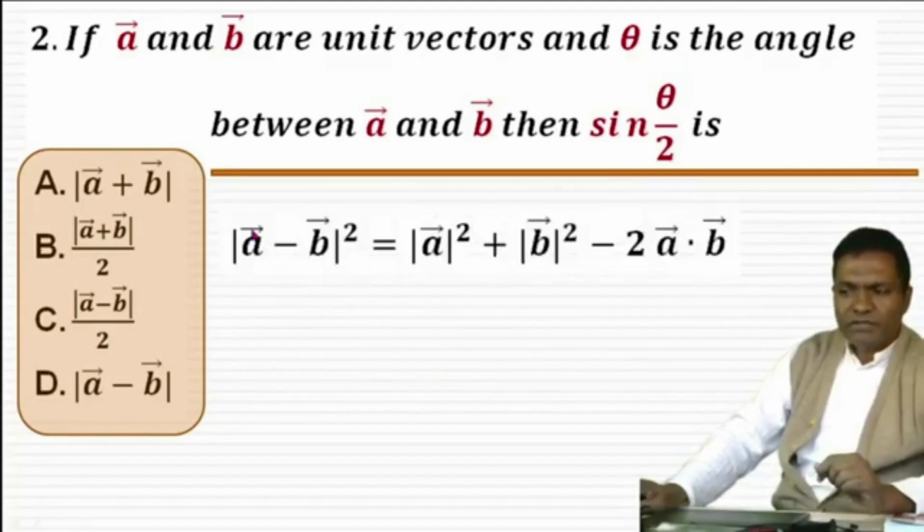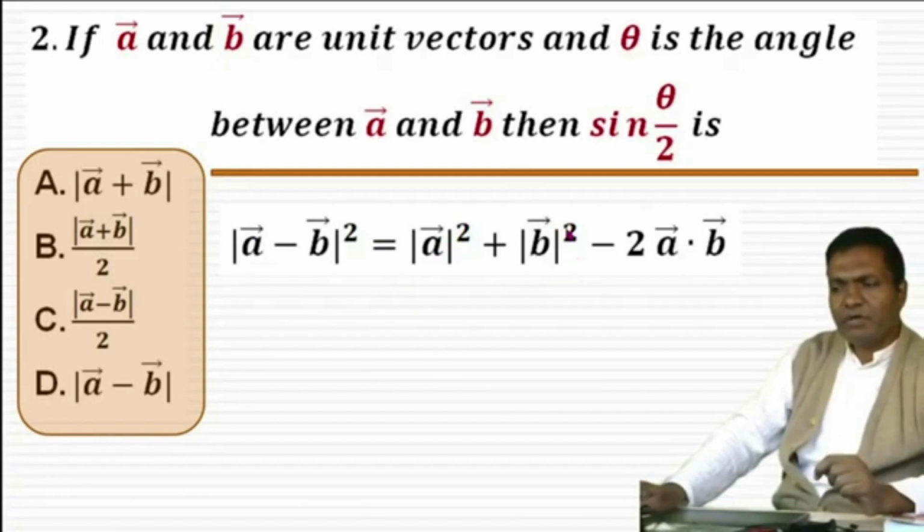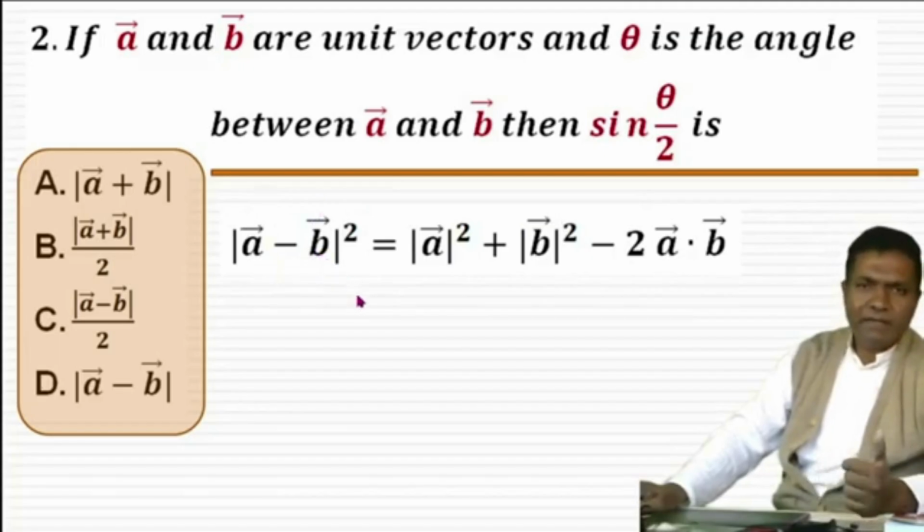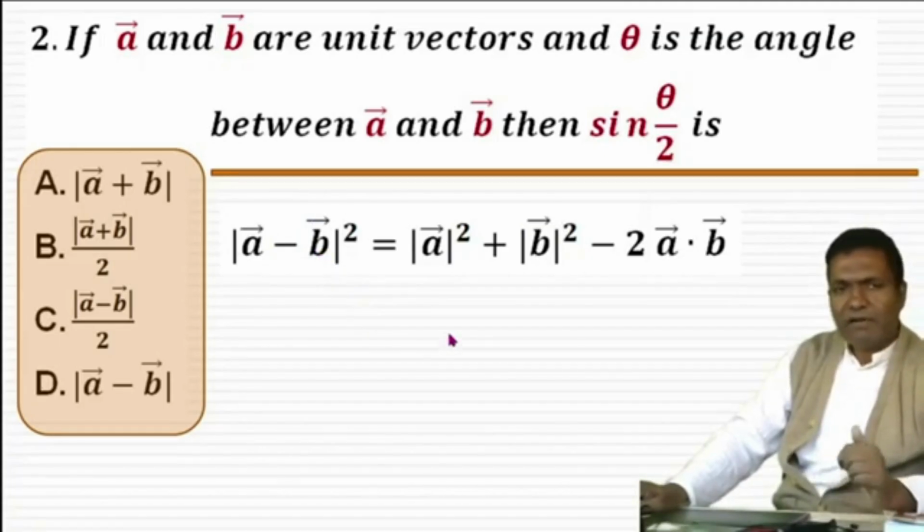You know this. Magnitude of vector A minus vector B square equals magnitude of vector A square plus magnitude of vector B square minus 2 vector A dot B. Why have I used this vector A minus vector B? Maybe that is the question in your mind. Okay, you will understand.